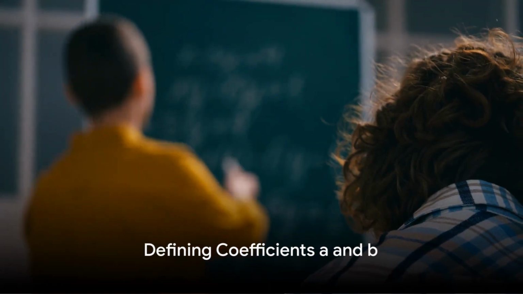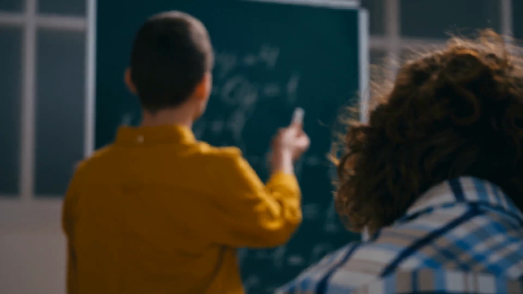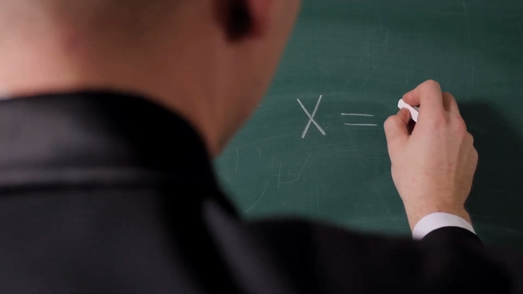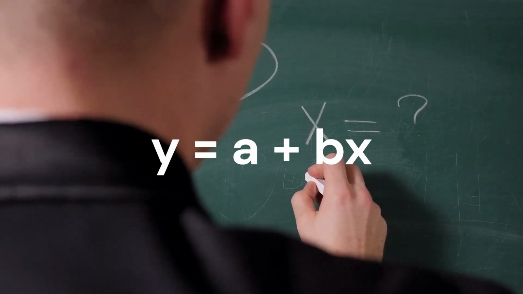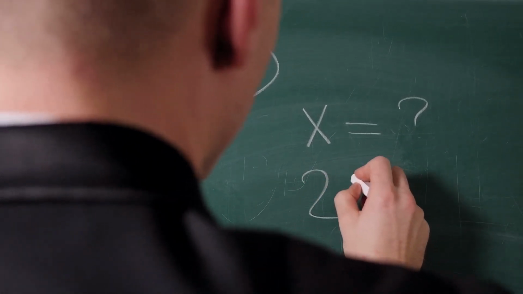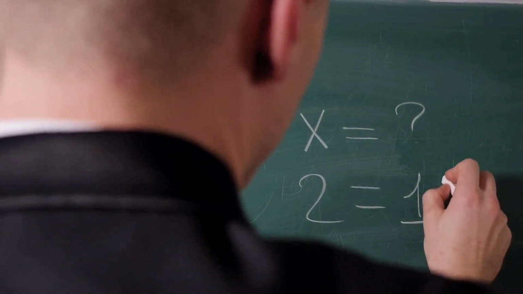So, what exactly are these coefficients a and b? Glad you're curious. Let's delve into it. In the formula y equals a plus b times x, or y equals a plus bx for short, a and b are the keys that unlock the mystery of the line of best fit. When we're using this formula, x is our explanatory variable. It's the factor we think might be influencing something else, which is represented by y, our response variable.